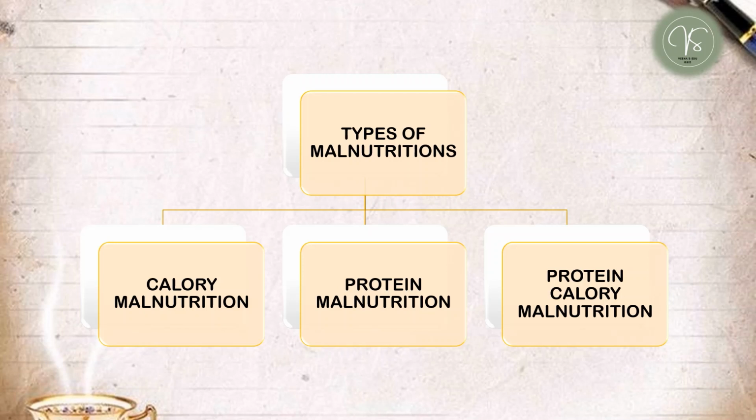Now let us learn about the different types of malnutrition. As you can see here in the figure, the different types of malnutrition are calorie malnutrition, protein malnutrition, and the third one is protein calorie malnutrition. Now let us learn about these one by one.